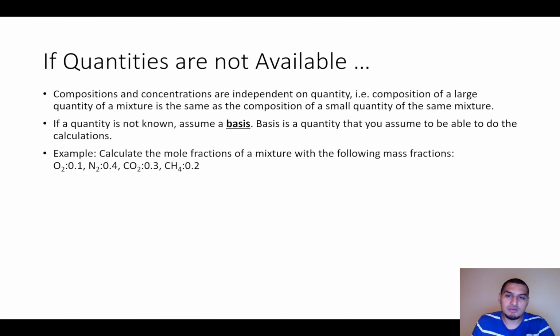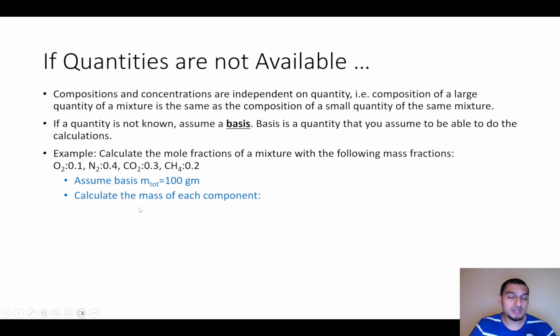But then you will make it hard for you to do the calculations, while if it's multiples of 10, it's going to be easier. So if I assume a basis of 100 grams for the total mass, then I know that this 0.1 is the mass of oxygen divided by the total mass. So I can calculate the mass of oxygen as 0.1 multiplied by 100. And this is why it's easy to deal with multiples of 10. Either it's 10, it's 100, it's 1000, it's going to be easy.